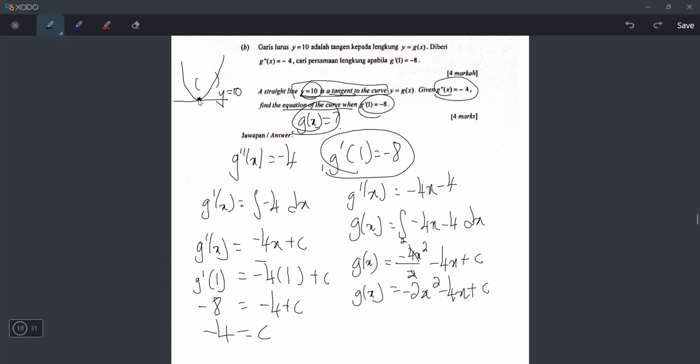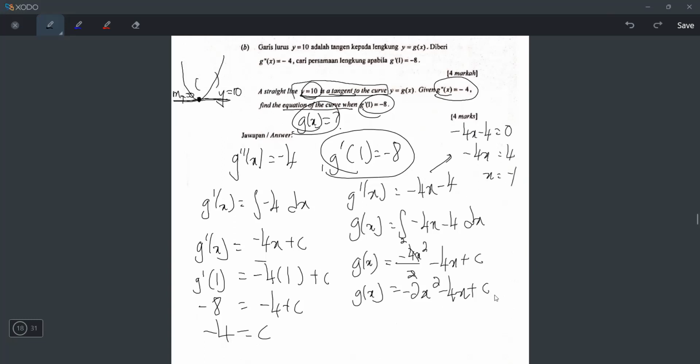Y equals 10. I need the x and the y coordinate, right? Okay, so we know y equals 10. This is the tangent, right? And we already know this line is a horizontal line, so the gradient of the tangent will be 0, right? And gradient of tangent 0 means dy dx is 0, right? It means negative 4x minus 4 equals 0, right? It means negative 4x equals 4, x equals negative 1, right?